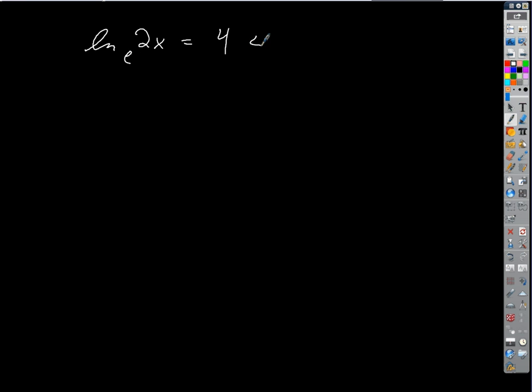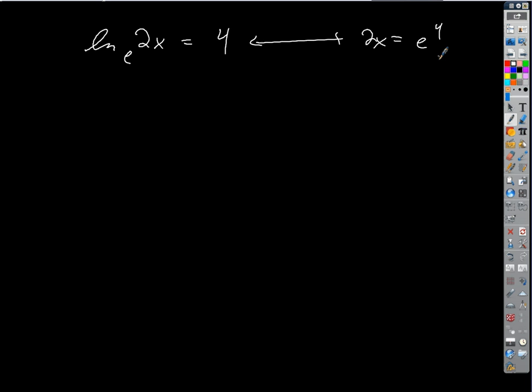So one way to do this, you guys remember this stuff, right? One way to do this is we could write the corresponding exponential function. We could say 2x equals e to the 4, which is just a number, right? And then divide by 2 and I get my answer.